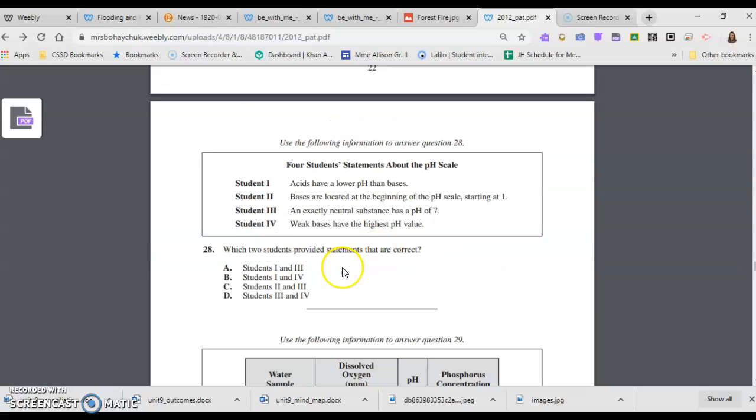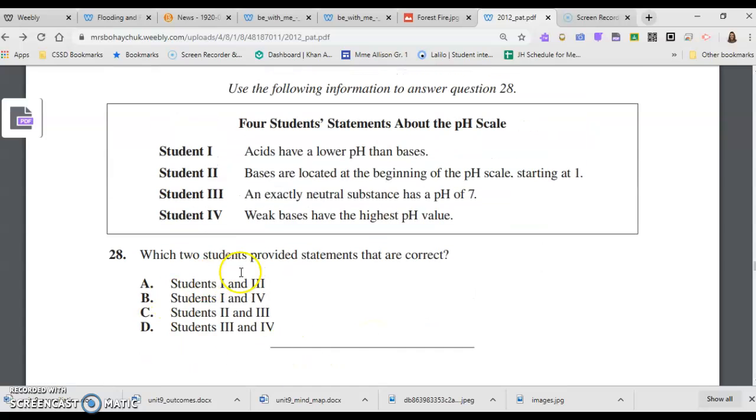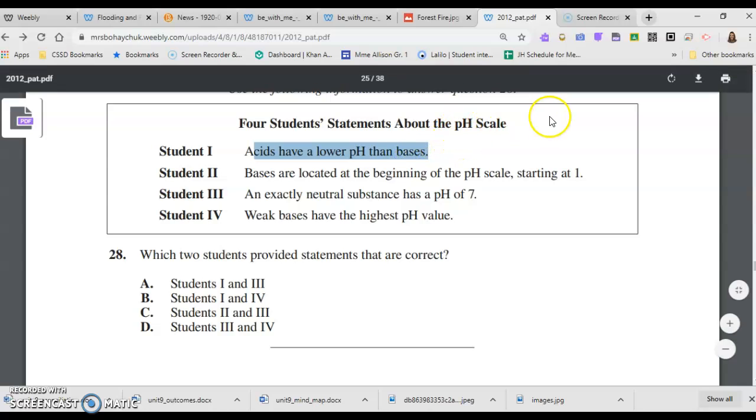In number 28, this question is asking us about acids and bases a little bit. So let's check and see which students are correct. Okay, we have correct here. Acids have a lower pH than bases. Yes. Okay, acids are 1 to 7 and bases are 5 to 6. Okay, I'm sorry, 7 or higher.